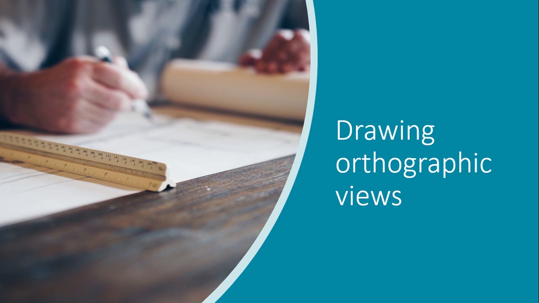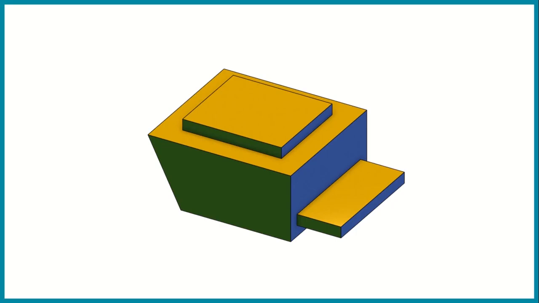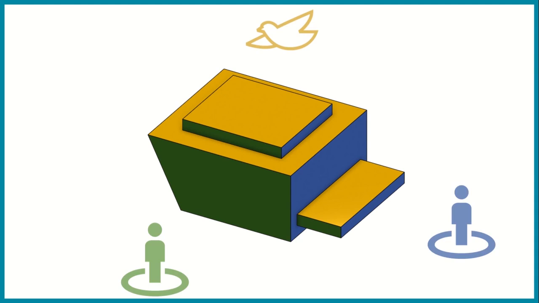Now we're going to look at how we draw orthographic views using our drawing equipment. So if you take this sample object where the sides and different surfaces are color coded, we're going to look at how we would draw the views depending on where we are standing.